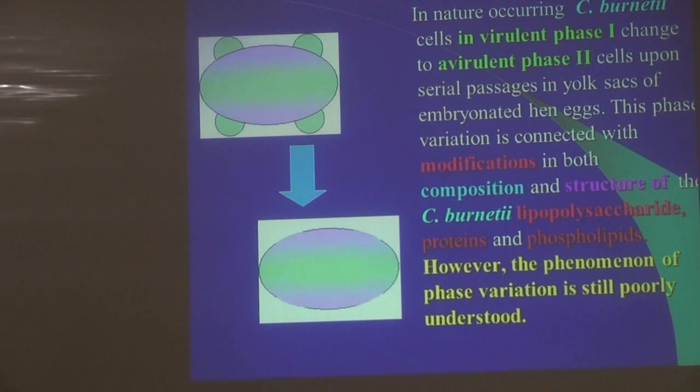This information is also well known to those working in the Coxiella burnetii field: naturally occurring virulent phase 1 Coxiella burnetii cells change to avirulent phase 2 cells upon serial passages in embryonated eggs. This phase variation is connected with modifications in both the composition and structure of Coxiella burnetii LPS, lipopolysaccharides, proteins, and also phospholipids, which we've already shown. But this phenomenon of phase variation is still poorly understood.